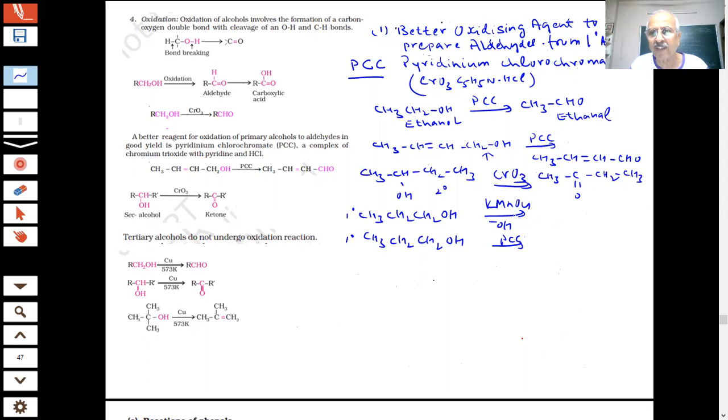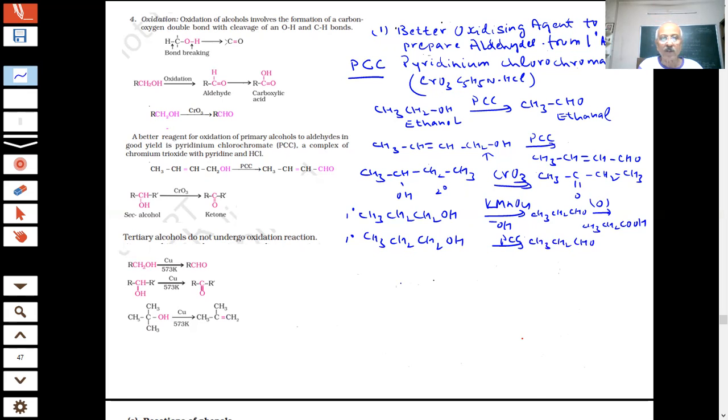In this case, what happens if I add KMnO4? If I add KMnO4, students, what is going to happen in this case? What are you getting? CH3CH2CHO. Further, this is a strong oxidizing agent. What will be the final product? CH3CH2COOH. Yes. And if you have added PCC, what will be the product? CH3CH2CHO. That's all.